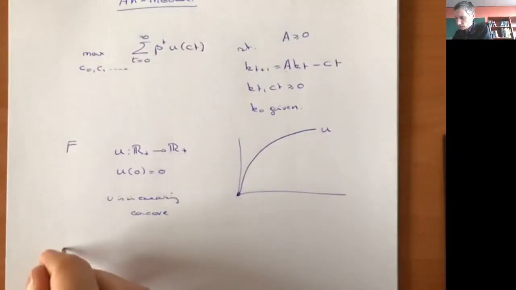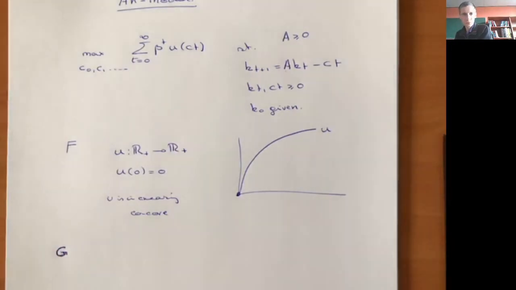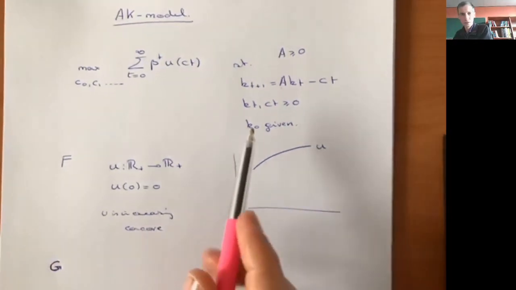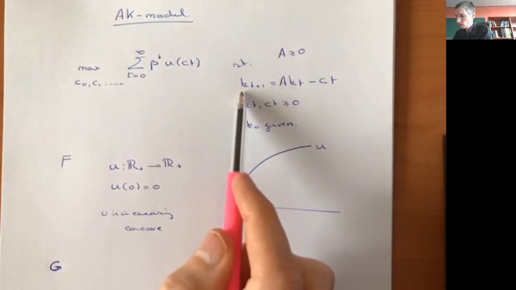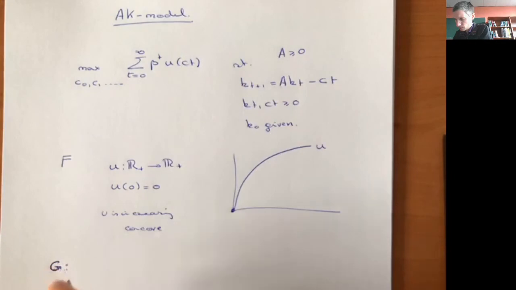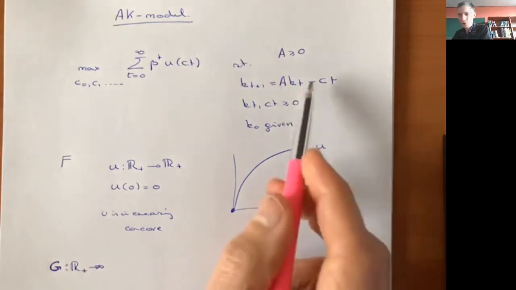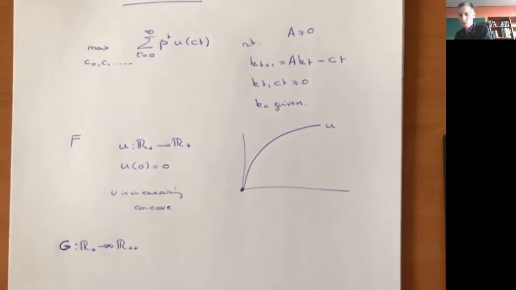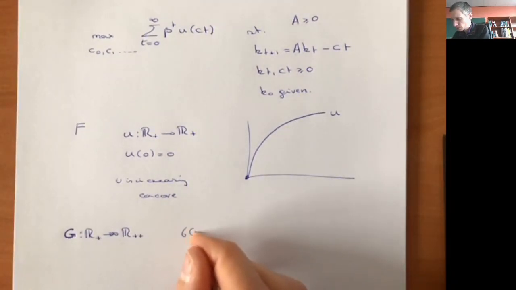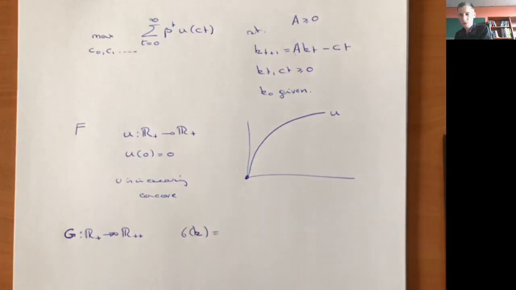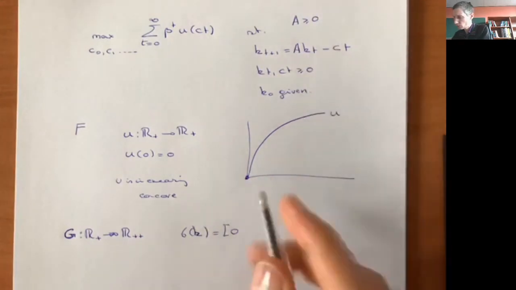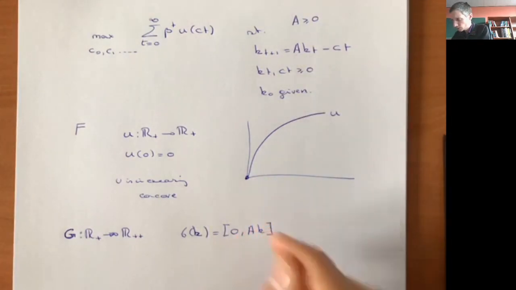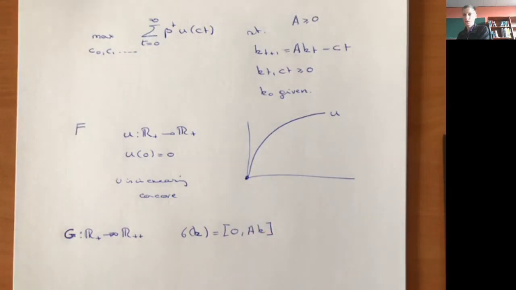And then the second ingredient is our correspondence G, right? So G takes a state. So here it's capital, right? So capital is in R plus. And it gives you a subset of consumption amounts that you can consume, so it goes to R plus. Okay, so if K is the state, then G of K, how much can I consume? Well, 0 is the lowest amount that I consume, and the highest amount that I consume is AK, right? So G of K is the closed interval 0 to AK.